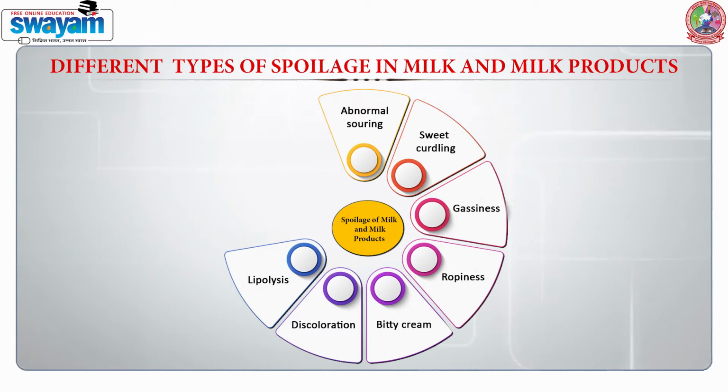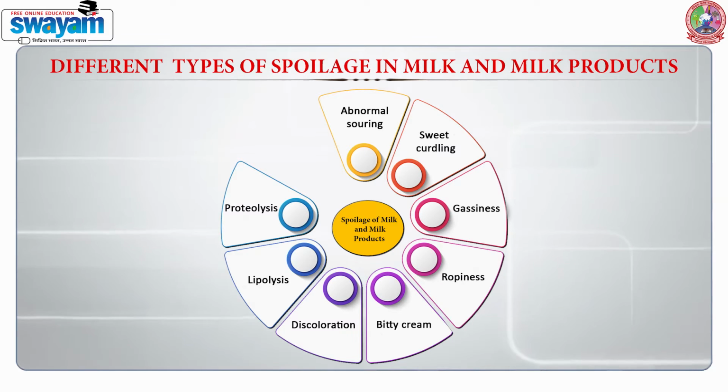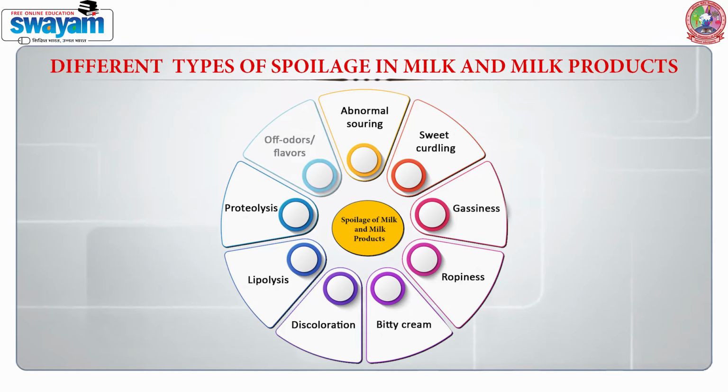Since milk is a good source of protein, we also see a common defect, that is proteolysis, happening in milk. This is due to the action of enzyme proteinases on milk, which leads to the breakdown of the proteins into simpler compounds. Then we have various types of off odors or flavors which are happening in the milk due to the growth of microorganisms and their metabolic products.